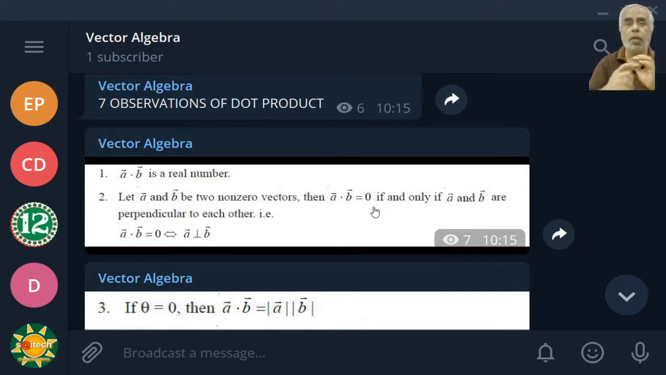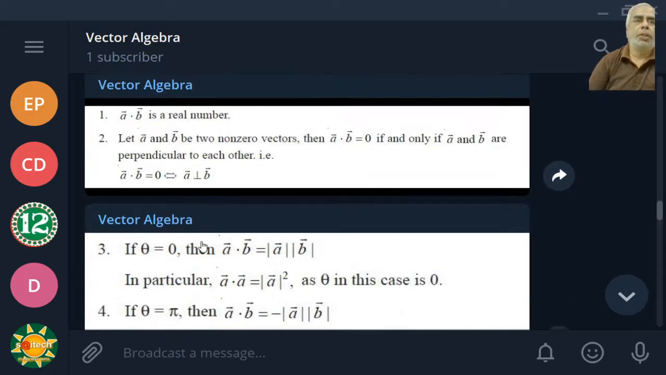It doesn't mean that one of the vectors is 0. No. It is because theta is equal to 90 degrees, and hence the product is 0. Do you understand? That is why they have clearly identified that A and B are non-zero vectors. So simply speaking, A dot B is equal to 0 when vector A is perpendicular to vector B. This is the second observation.